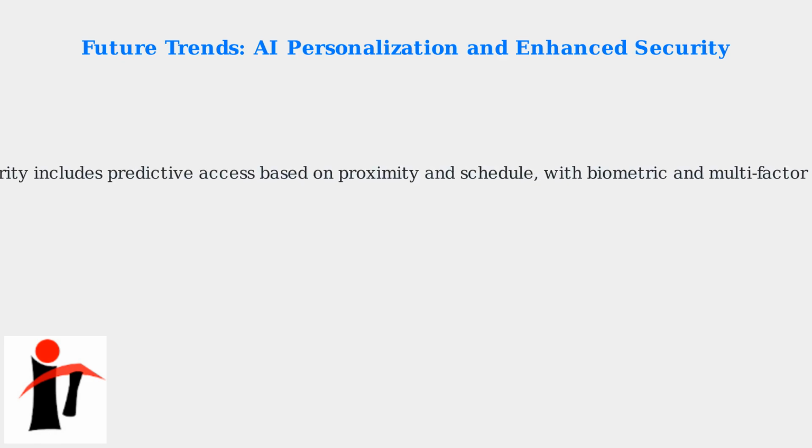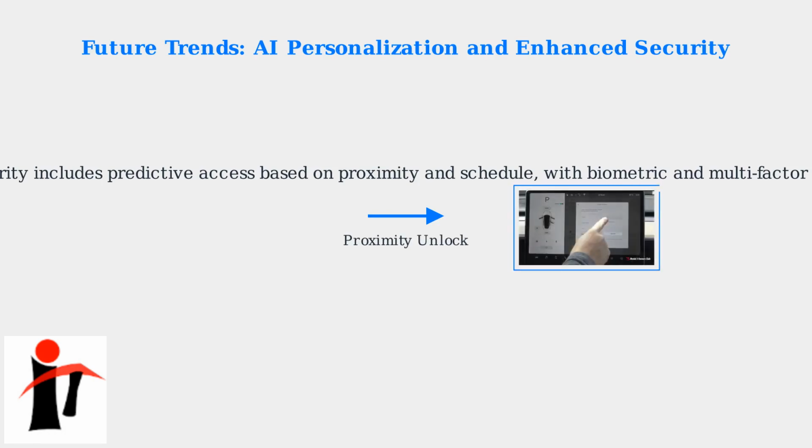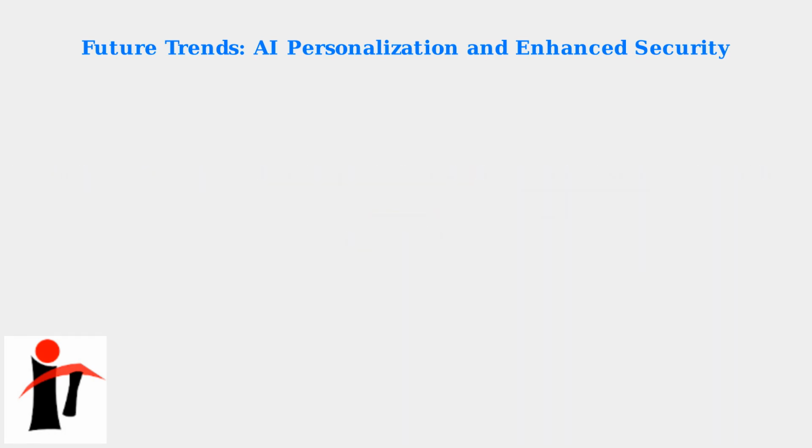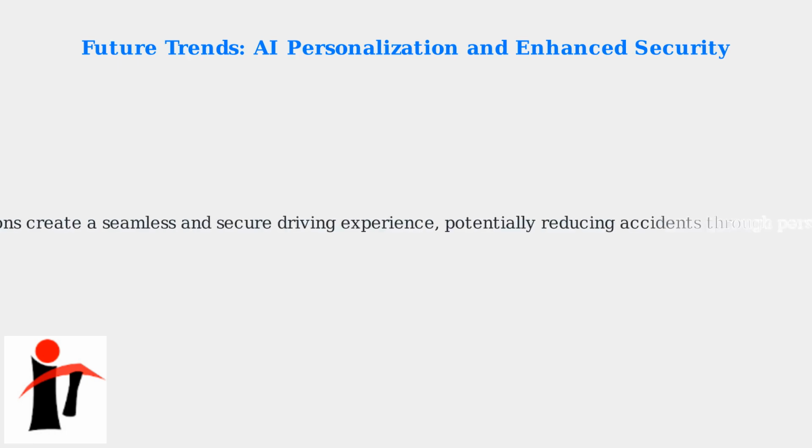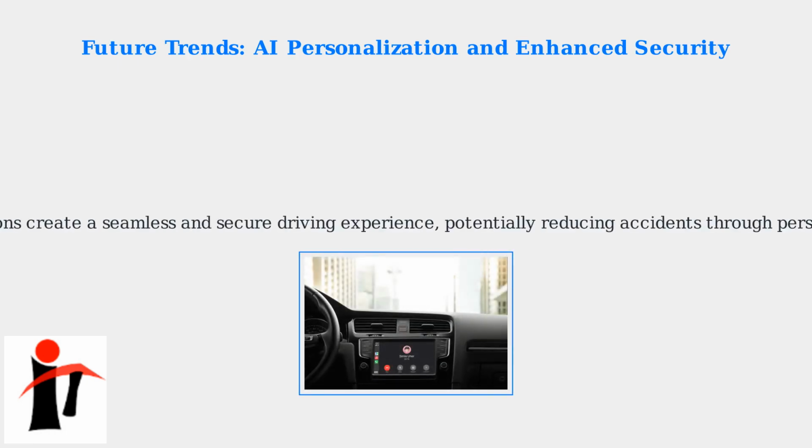Expect advanced security features like predictive access that unlocks the vehicle based on proximity and schedule, along with biometric and multi-factor authentication to prevent unauthorized changes. These innovations aim to create a seamless and secure driving experience, with personalized safety settings, potentially reducing accidents by 15 to 20% through adaptive profiles.